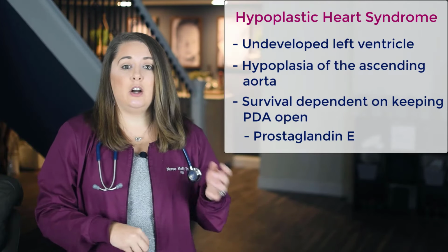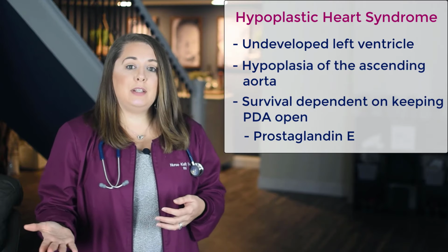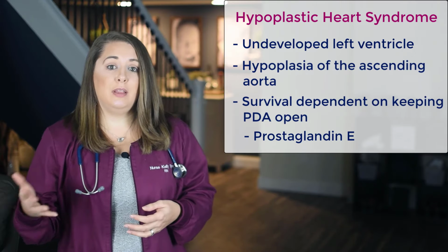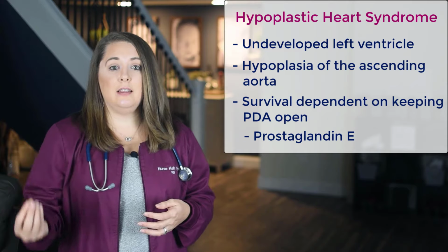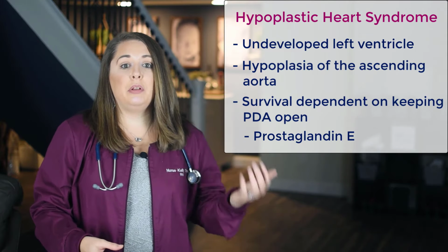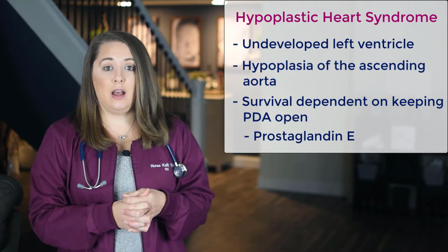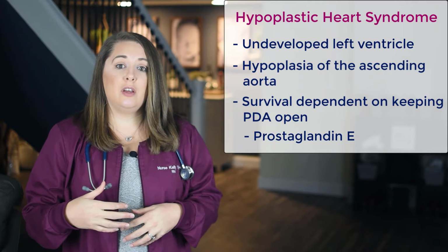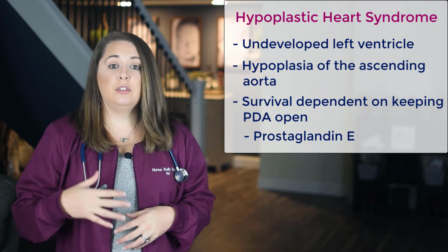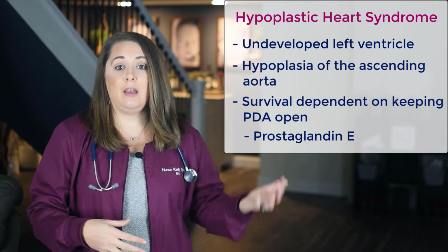my last lecture when I was talking about PDAs. And this defect is called hypoplastic heart syndrome. So this defect happens when you have a severely underdeveloped left side of the heart, specifically that left ventricle, and hypoplasia of the ascending aorta. So hypo means low and plasia means development or growth. So an underdeveloped ascending aorta.